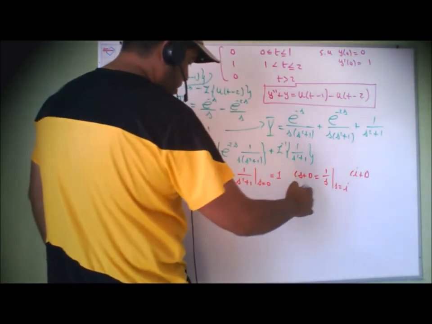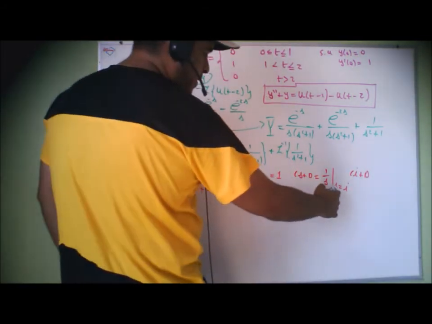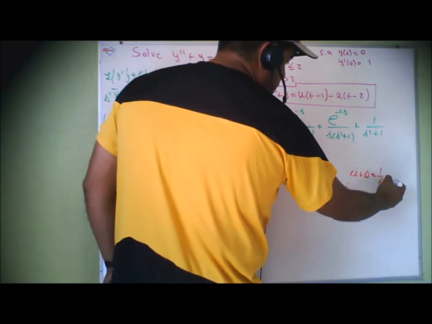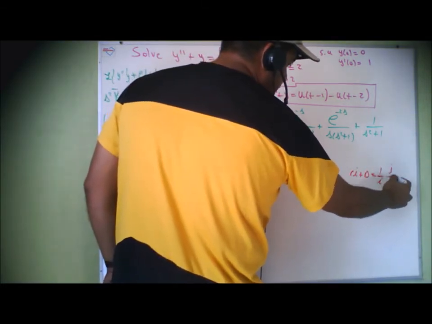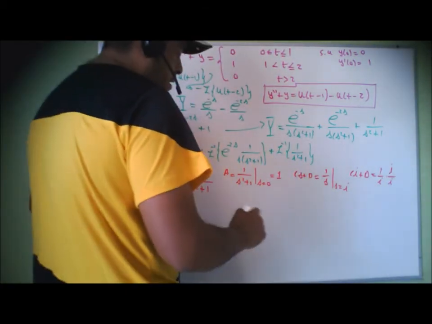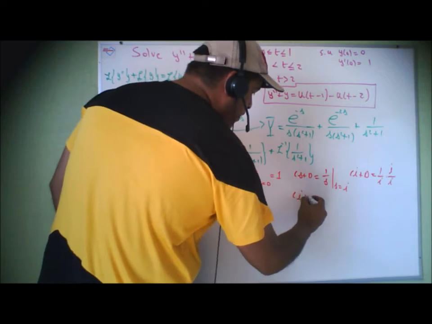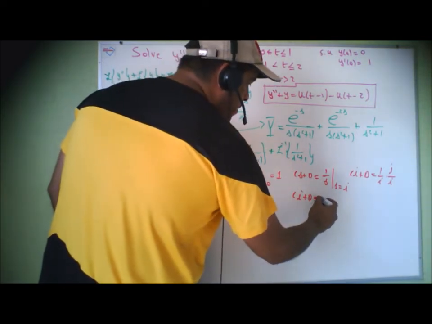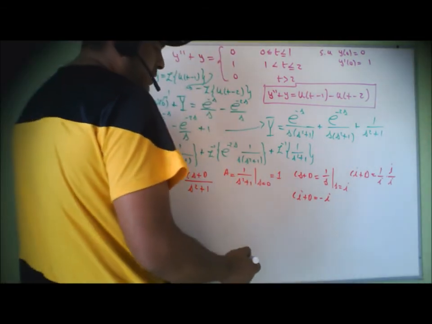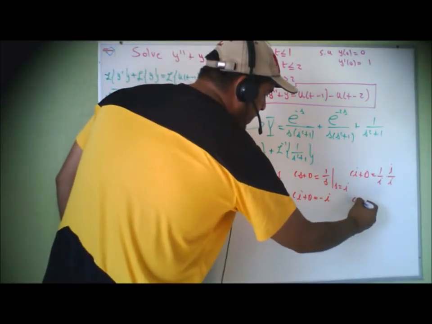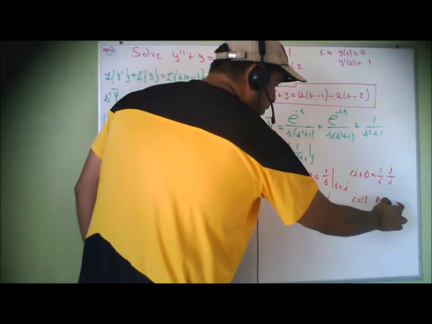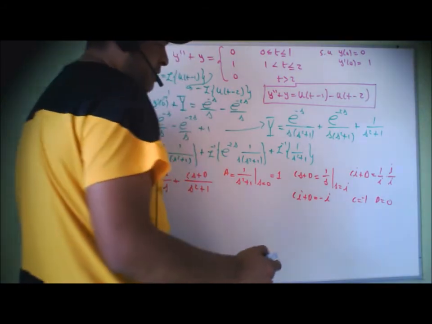If we replace the value of s equal to i, it is equal to 1 over i. So let's multiply times i in the numerator and the denominator. So ci plus d is equal to minus i, because i squared is equal to minus 1. From here I can see that c is equal to minus 1, and d is equal to 0 because we don't have a real part.